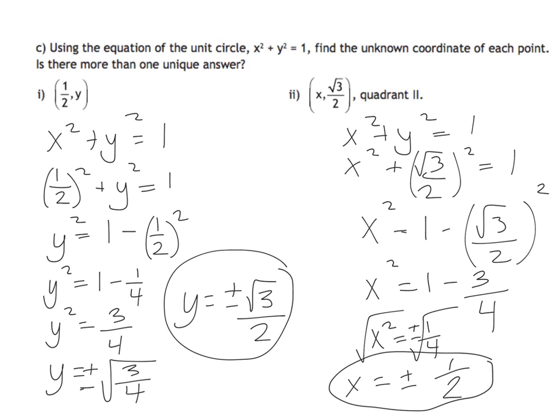Yes. We need to consider the fact that it says that the point is in quadrant 2, which means we should only have the negative 1/2 as the x value. Only one answer. Because positive 1/2 is in the first quadrant.